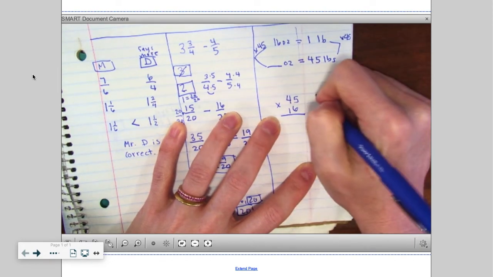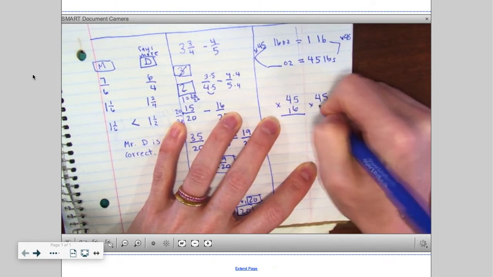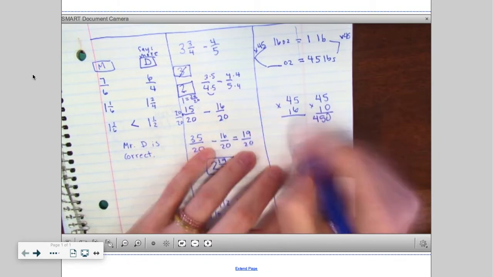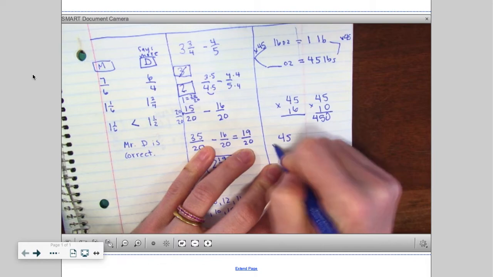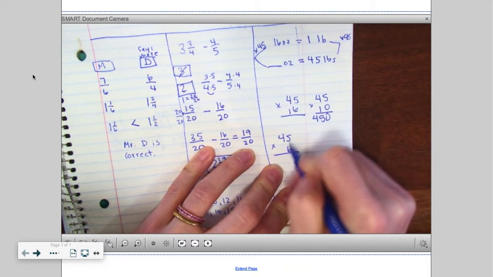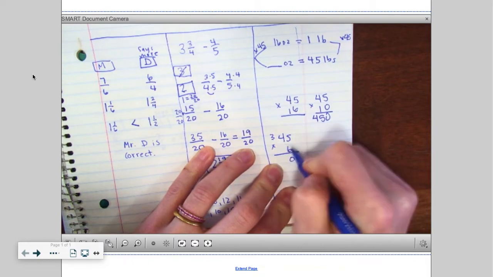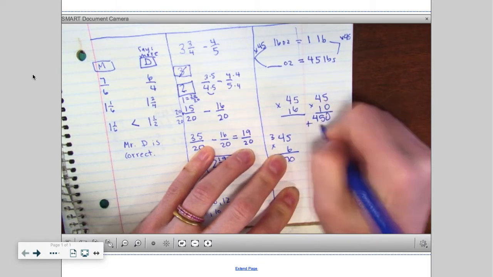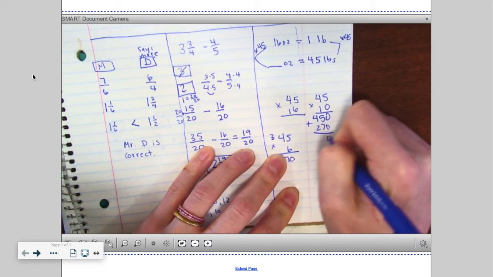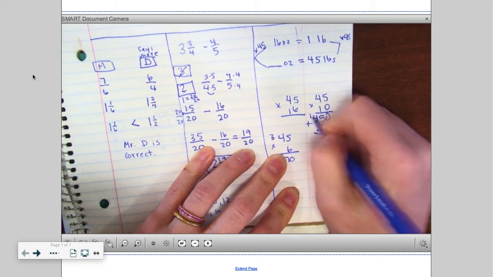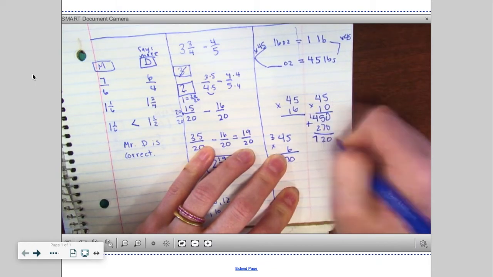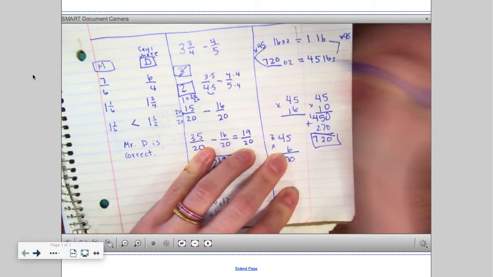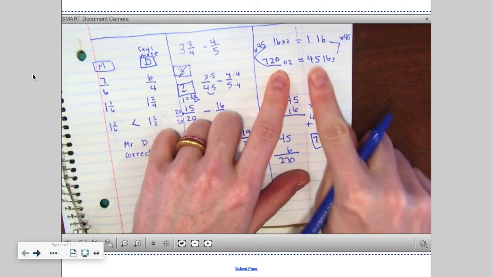I'm going to break this up so it's easier for me. 45 times 10, that's a quick 450. 45 times 6 is 720. So there are 720 ounces in 45 pounds.